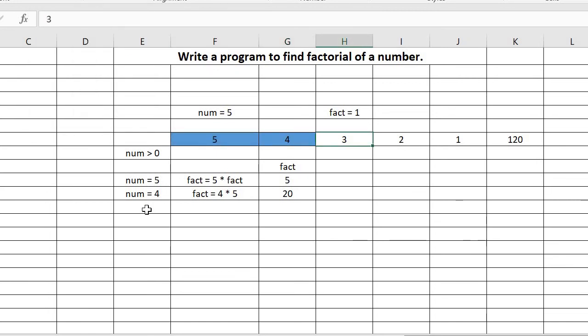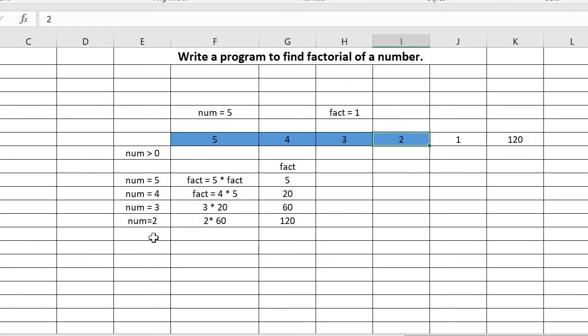Now we have the third number, that is num is equal to 3. Again, update the value of fact. What do I have to multiply 3 with? The last updated value of fact, that is 20. So I will write 20 here and the updated value of fact will be 60. 3 is also done. Now is the turn of 2. So num will be equal to 2 and I will multiply 2 with the last updated value of fact, 60, and that is 120. So 2 is also done.